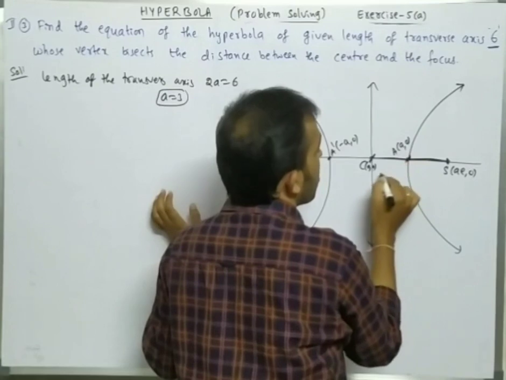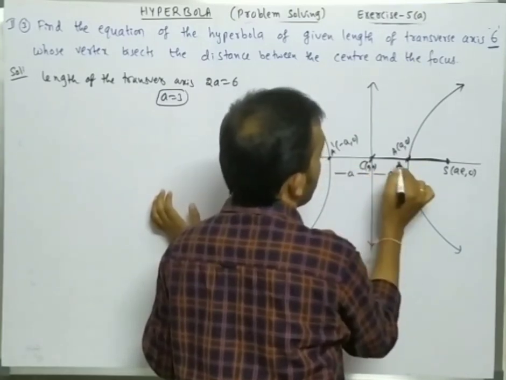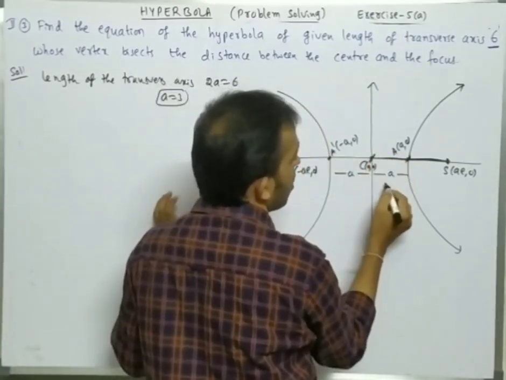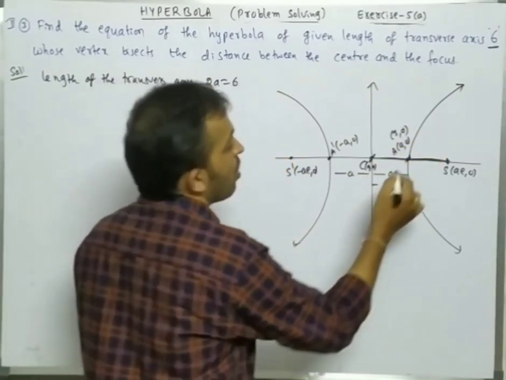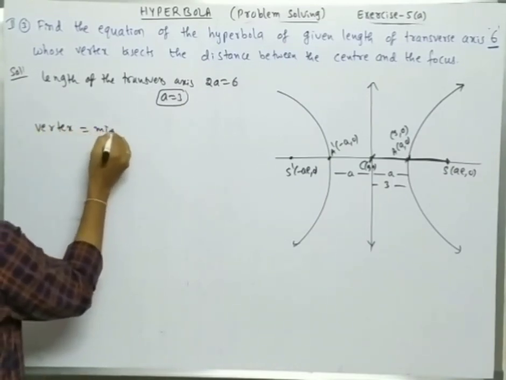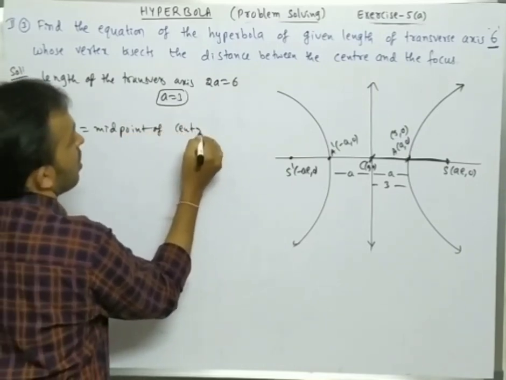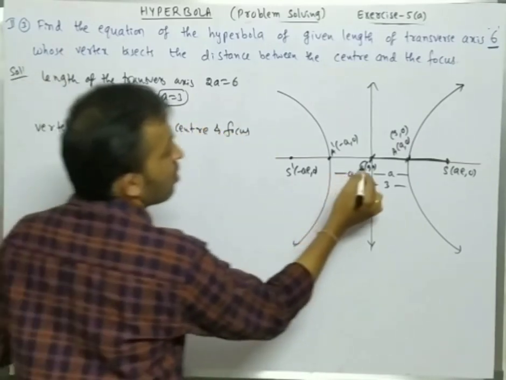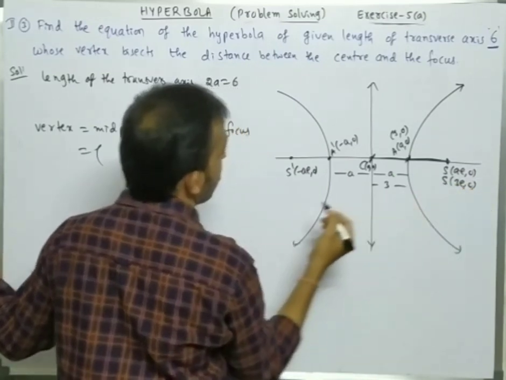Center, focus. So this bisects the distance between center and focus, right? First of all, this is A. Length of the transverse axis is 2A. So here we got the value of A. Total 6, half, that means 3. This is 3 comma 0. Now the vertex is equal to the midpoint of center and focus, it is given in the question. So 0 plus A means 3e comma 0.